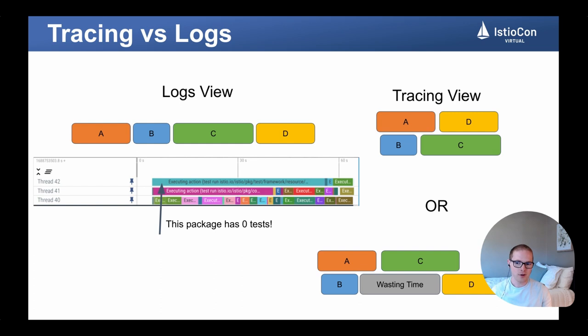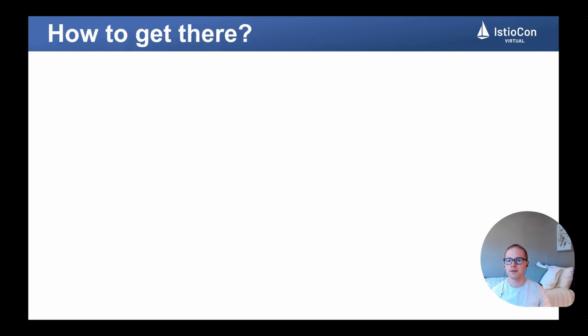The real interesting part, though, is that this package has zero tests. So how can a package that has zero tests take 50 seconds to run, right? It is a mystery that's also discussed in my blog post. That's not really the point of this. The point is that if you look at the logs, it says the test executes in 0 seconds. And if you look at the traces, you'll find that entire thread is blocked for 50 seconds on this test. So again, logs are helpful, even with tracing, but they're not sufficient on their own, in my opinion.